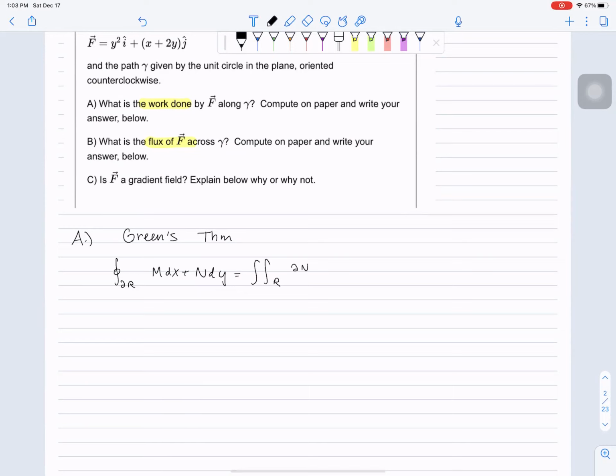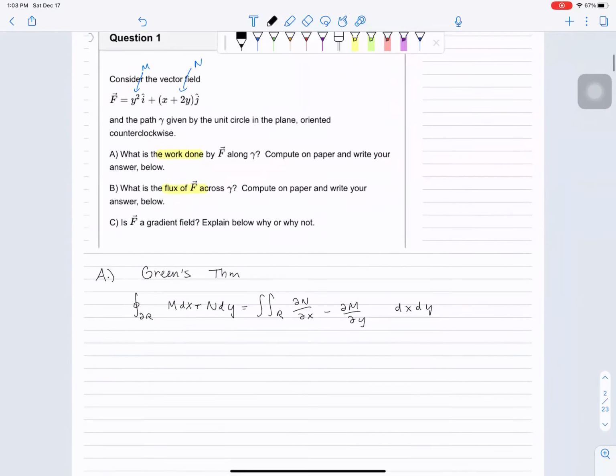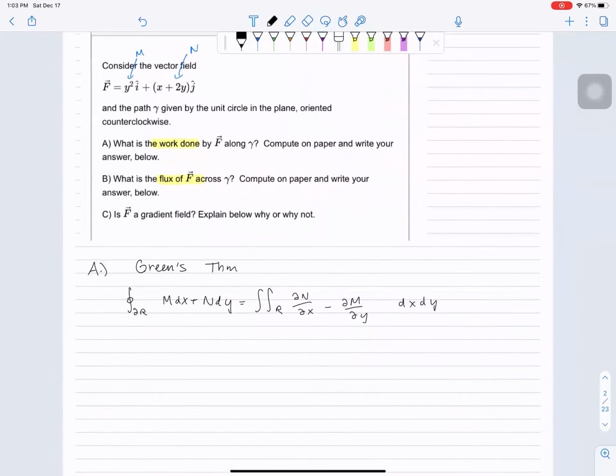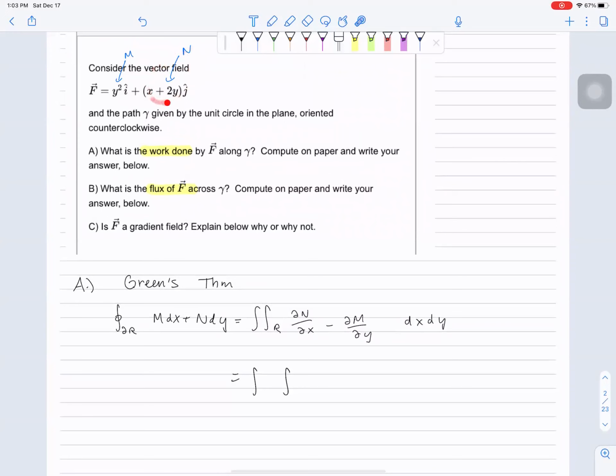Okay, so now we look at our field. Our field has y squared as M, and x plus 2y as our N. And so when I follow Green's theorem, I should get the double integral of partial of N with respect to x, which is 1, minus partial of M with respect to y, which gives me 2y, right? dx dy.